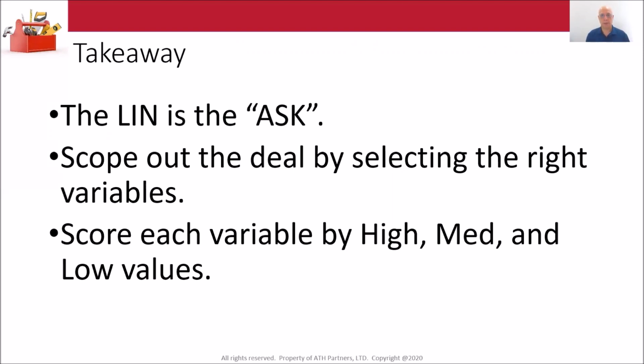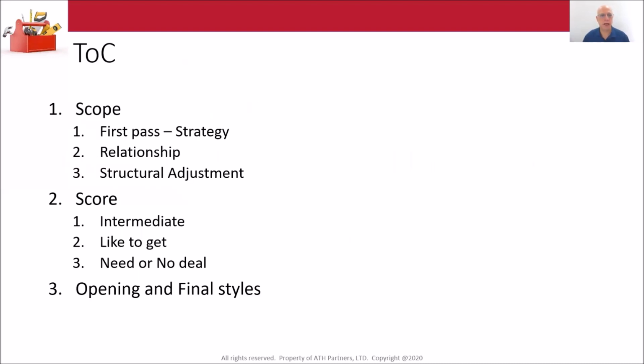We're going to start by scoping out the deal or the partnership by selecting the right variables. And then in the next video, we're going to learn how to score each variable by a high, medium, or low value, or as we'll be describing it, what we'd like to get, our intermediate benchmark, and what we need, or there's no deal. So the table of contents in this first half, we're going to be looking at scoping. We're going to look at three scenarios or three approaches: the first pass strategy, the relationship, and the structural adjustment. Then in the next video, we'll be looking at scoring and styles.